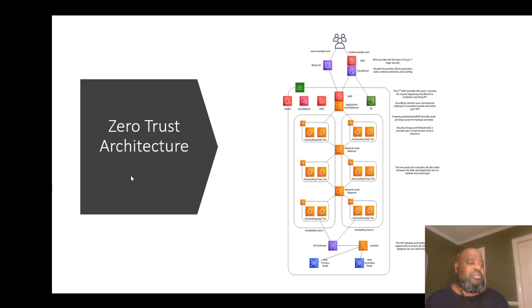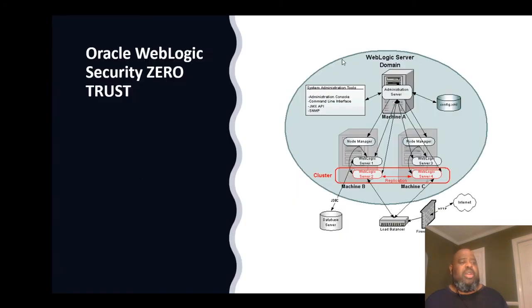WebLogic is at the top. You see it, that's a cluster configuration. So that's machine A, machine B, and machine C. That's the administration console, command line interface, JMX, and SNMP. That's the configuration XML there. So you have those two clusters there replicating between each other.